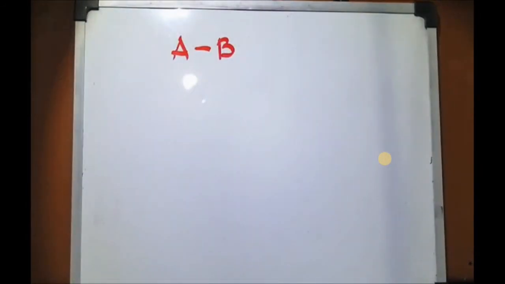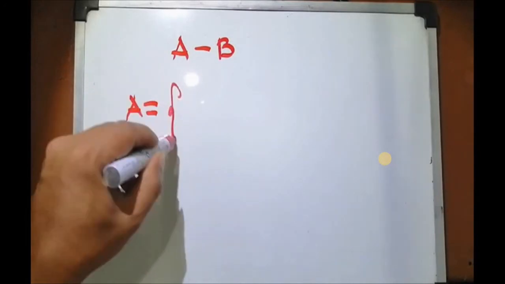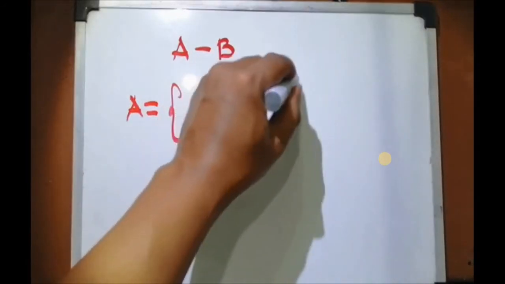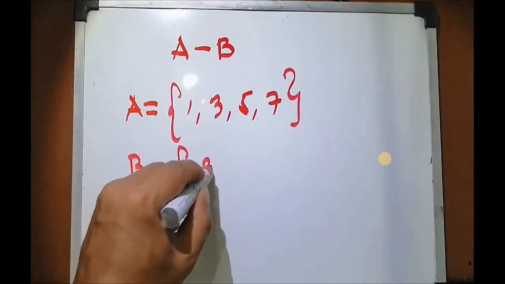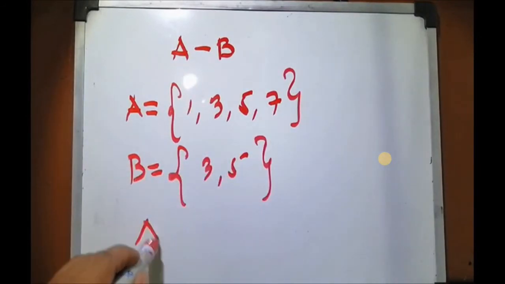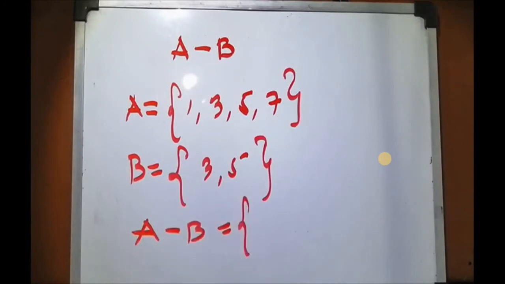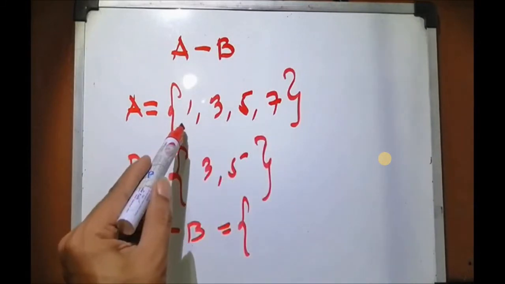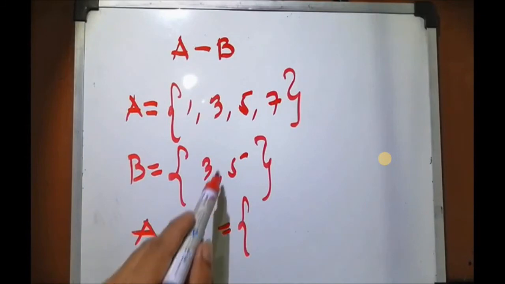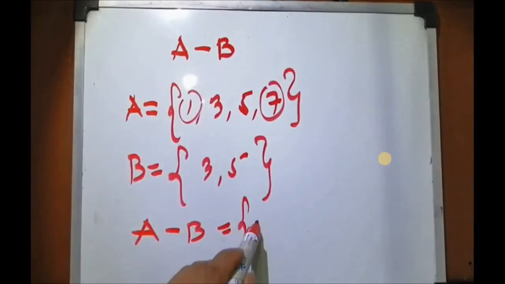Number 4, one of the basic set operations, is the difference of sets. Definition: the difference of sets, for example A and B, is denoted by A minus B. It's the set of all elements which belong to A but do not belong to B. For example, set A is 1, 3, 5, 7, and B is 3, 5. So A minus B is the set of all elements that belong to A but not in B. What elements are in A that are not in B? So 1 and 7. Therefore, I have 1 and 7 here.